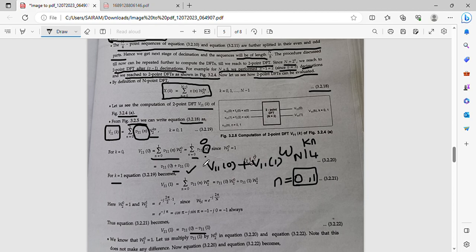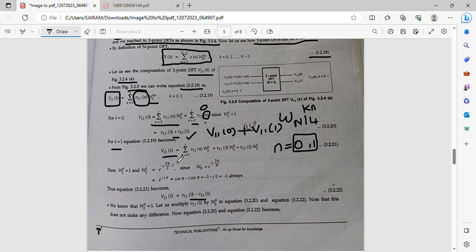Since n is equal to 0, 1 and there is a summation, I am adding. So I am putting the n value as 0 and adding it with the n value 1. In the same way, I will find V11 of 1.